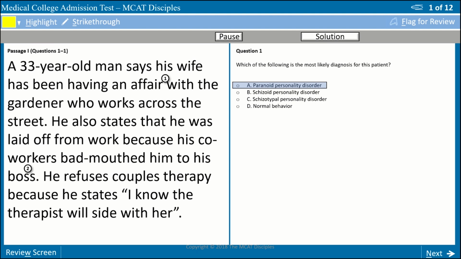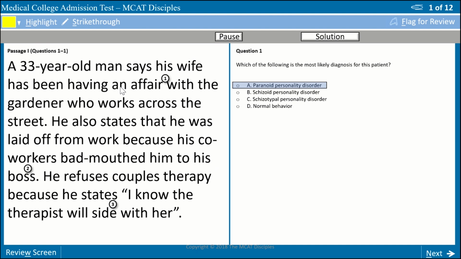Finally, what really puts the icing on the cake here is that he refuses couples therapy because he knows the therapist will side with her. Okay, this extreme distrust, this feeling of being persecuted is permeated throughout this entire passage. This is paranoid personality disorder. Now you might be saying, where is the significant impairment? Well, he got fired from his job. That's the code switch for significant impairment. The rest of this is the code switch for paranoia. This is paranoid personality disorder.